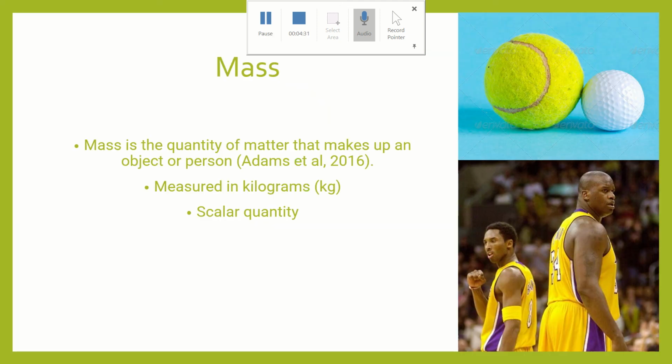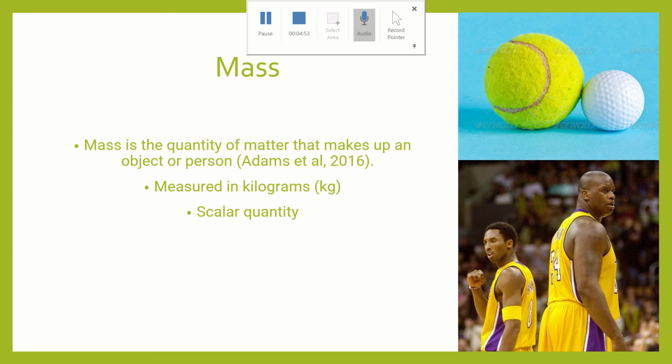We are going to look at mass in more detail. Mass is the quantity of matter that makes up an object or person. It tends to depend on the density and volume of an object and is measured in kilograms. It's a scalar quantity because it only has a magnitude. Generally, the mass of an object stays the same. However, the mass of a person is likely to change.